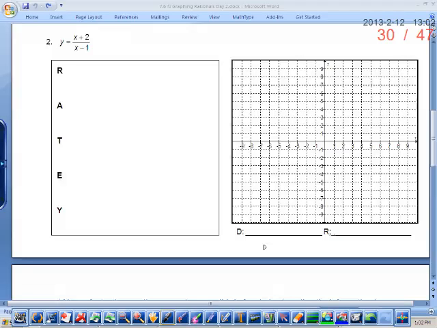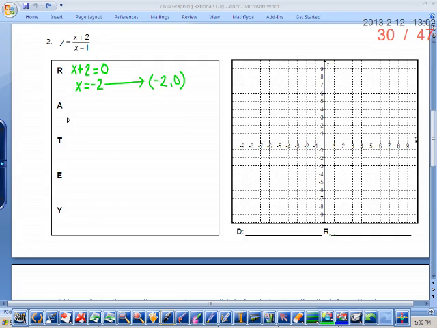Okay, on number 2, again, we're just going to work through the process. So we start with R. R stands for roots. How do I find my roots? The numerator is 0. Good. So x plus 2 equals 0. So x equals -2. But roots always have to be in what form? A point. So how do I write that? Good. Everyone okay with that? Okay.